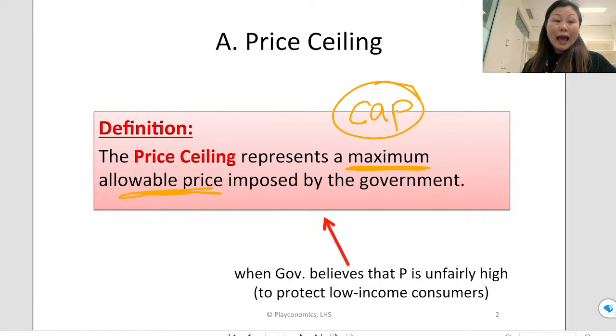Now, we're going to put a cap below the market equilibrium price. The government does this because they believe that the price is unfairly high and they're trying to protect consumers. Okay, I use the word trying because we're going to see the impact of this price ceiling. The government is trying to make a particular product or a particular service more affordable. Okay, trying.